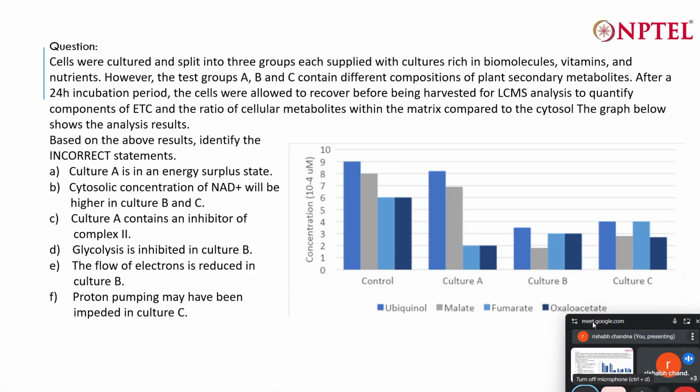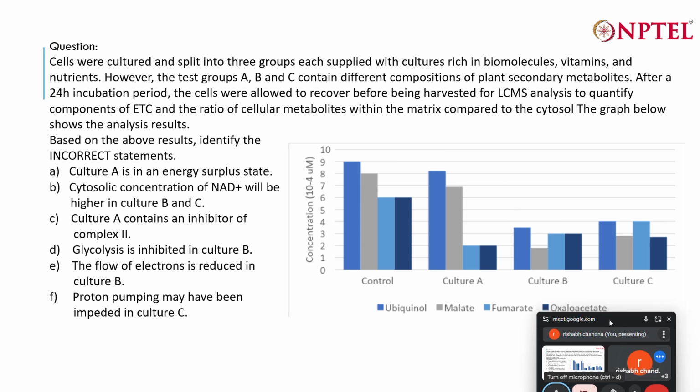So, this is the next question. Cells were cultured and split into three groups, each supplied with cultures rich in biomolecules, vitamins, and nutrients. However, the test groups A, B, and C contain different compositions of plant secondary metabolites. After a 24-hour incubation period, the cells were allowed to recover before being harvested for LCMS analysis to quantify components of ETC and the ratio of cellular metabolites within the matrix compared to the cytosol. The graph below shows the analysis results. Based on the above results, identify the incorrect statements.